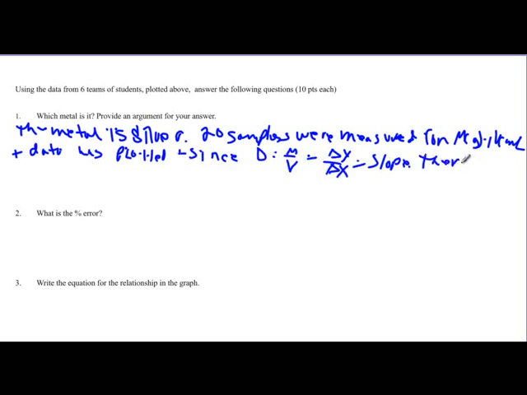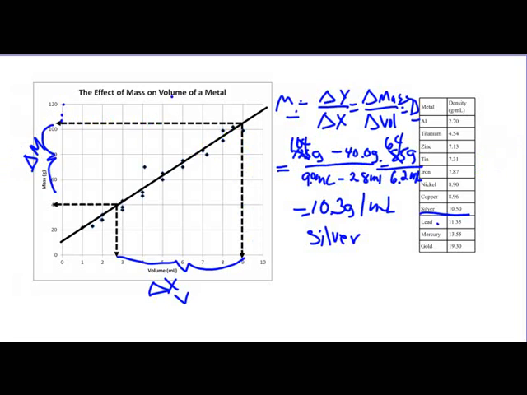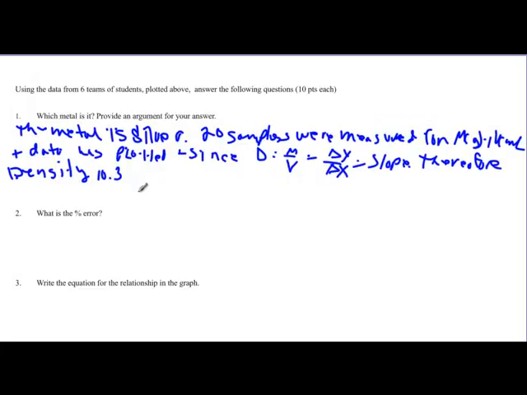Therefore, density equals 10.3. I think it was 10.3. Is that right? All right, 10.3 grams per milliliter, which is closest to silver.